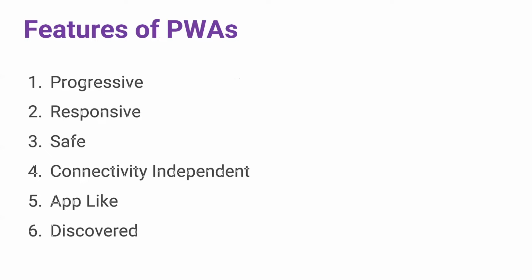Features of PWA. The main feature is progressive. It relies purely on progressive enhancement. Secondly, it's responsive. It uses a CSS library and framework similar to Bootstrap to ensure that the web app is reliable on all devices. Third, safe. It uses TLS, transport layer security, to ensure the safety of the application and encrypt the data sent to the internet.